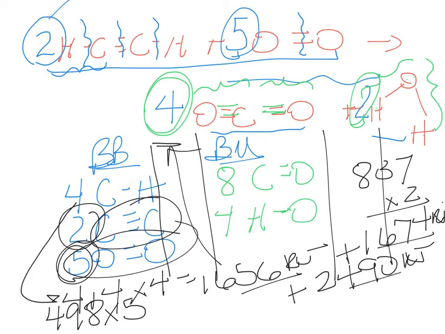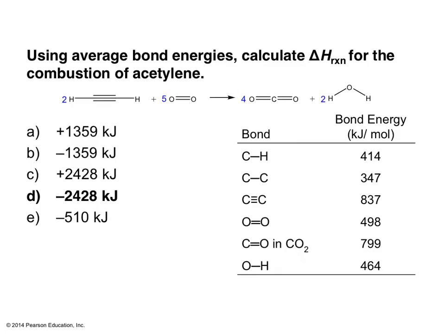and then you do the same thing for the bonds made, tally all those up together, and subtract bonds made from bonds broken. Did your math come out correct? You should end up with total reaction enthalpy of minus 2,428 kilojoules. So make yourself go through it so that you don't have any trivial misunderstanding.